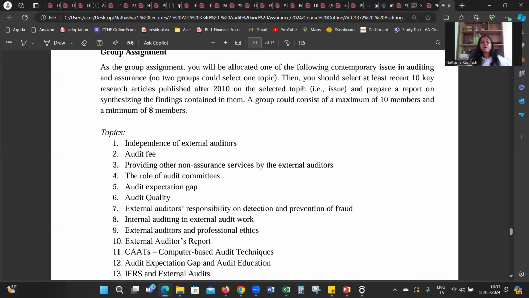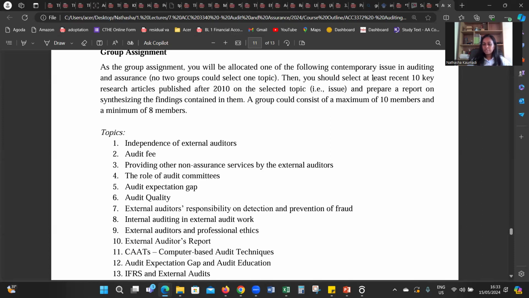That is the task you have to do. When you get the topic, you have to search for 10 research or journal articles published after 2010. Published after 2010, right? So you have to select 10, and they should be good articles from reliable sources.